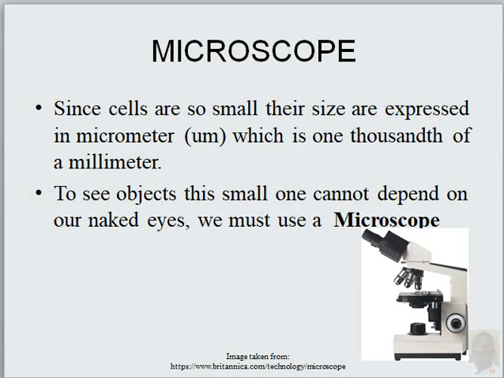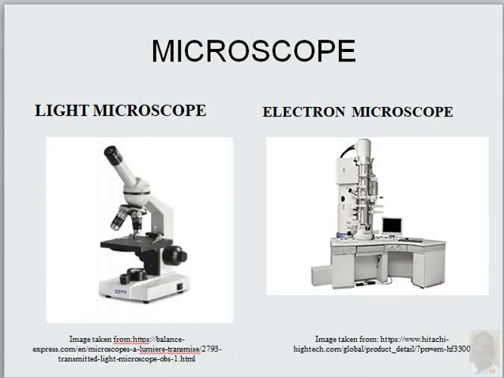To see objects this small, we need a microscope. We can't depend on our naked eyes to see objects this small, so we need a microscope. Now we have two types of microscope for this presentation. You have a light microscope, and we have what we call an electron microscope.